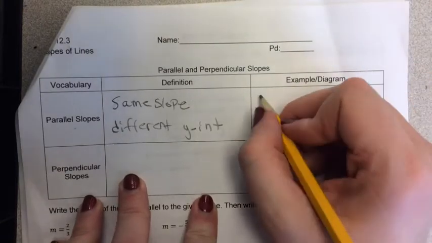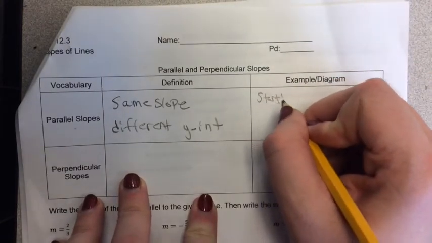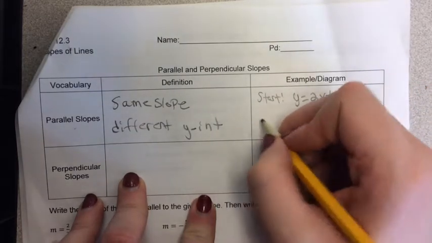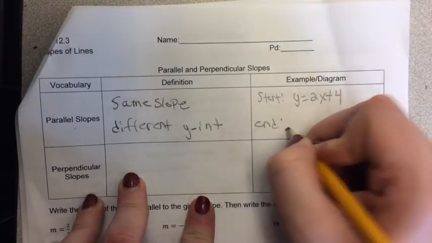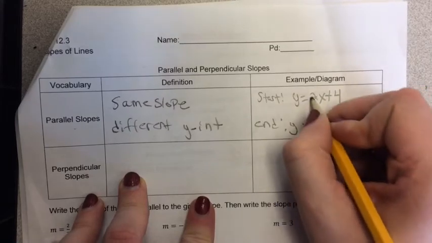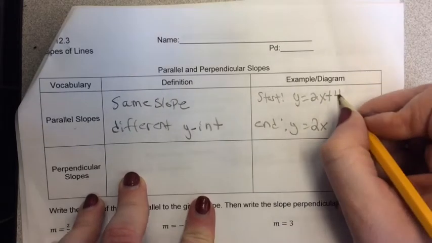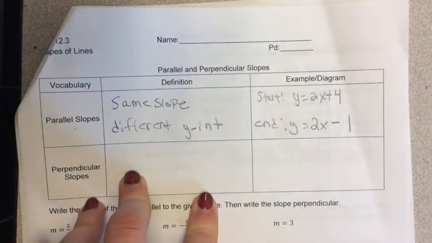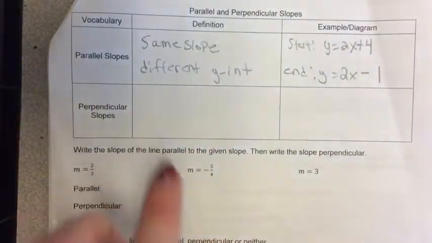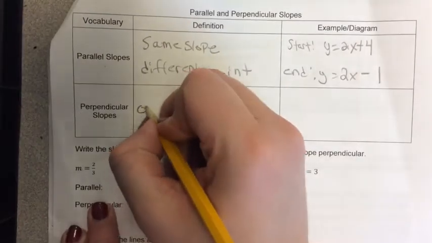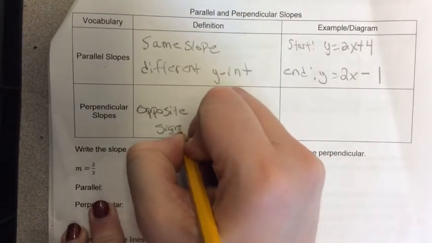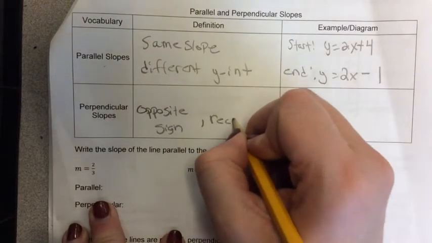So an example of that, if this is what you start with, your parallel slope needs to have the same number, so 2, and then a different number than this, and it can be anything. All right, if it's perpendicular, you have the opposite sign, and it's the reciprocal.